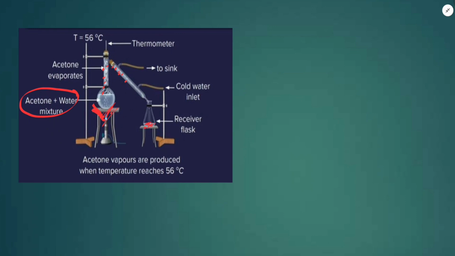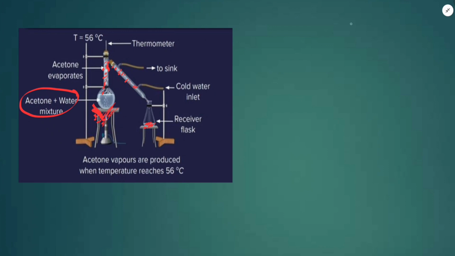In the receiver we are getting acetone. So what is the experiment? In the round bottom flask we take the acetone and water mixture. When we raise the temperature, the flask is heated. Since the boiling point of acetone is less than that of water, it starts to vaporize. The vapors then pass through the condenser and are condensed to give pure acetone, received in the flask.